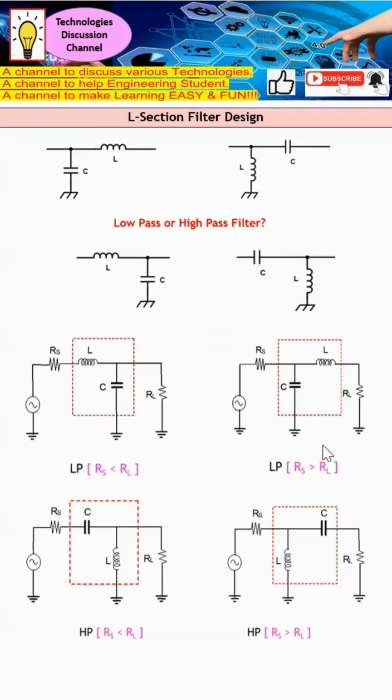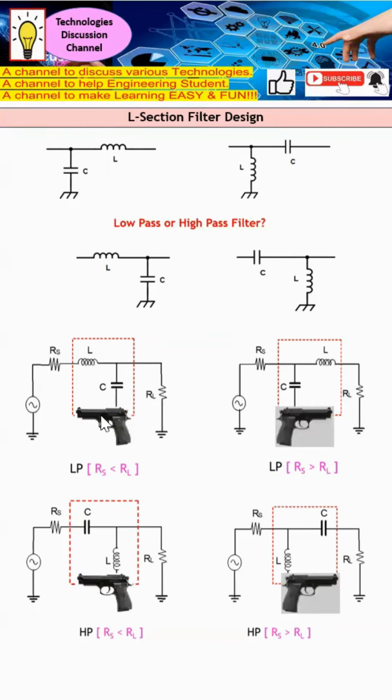On the other hand, when RS is larger than RL, you can see that this series L points towards the direction of the load side. The same can be said for this high pass filter. So from here you can just imagine that they can be like a gun. They basically point to the smaller guy. Basically, the series arm always points towards the smaller guy.